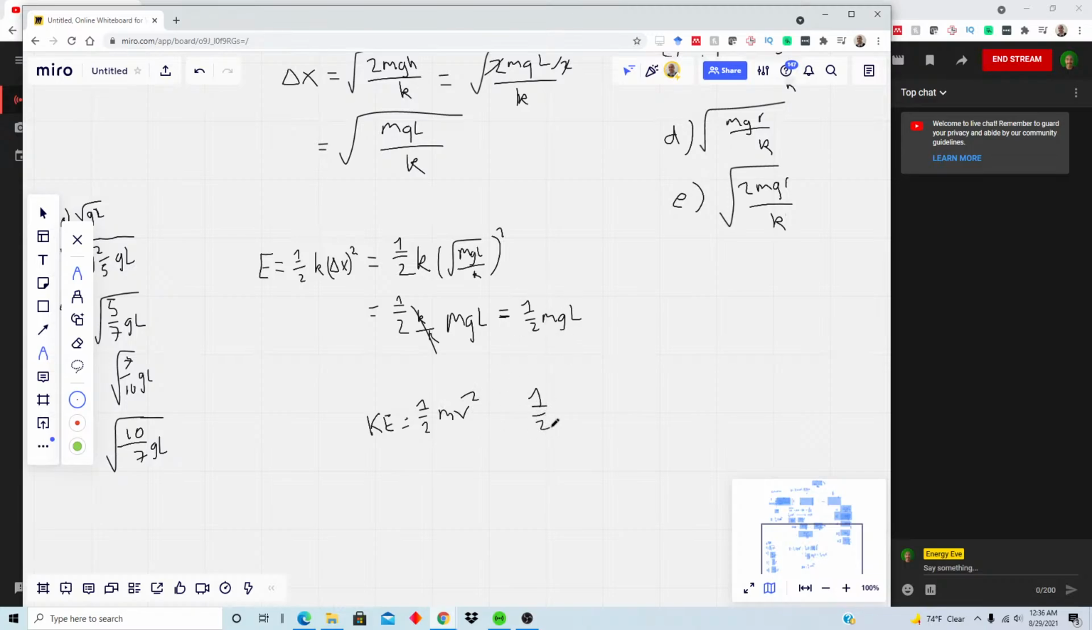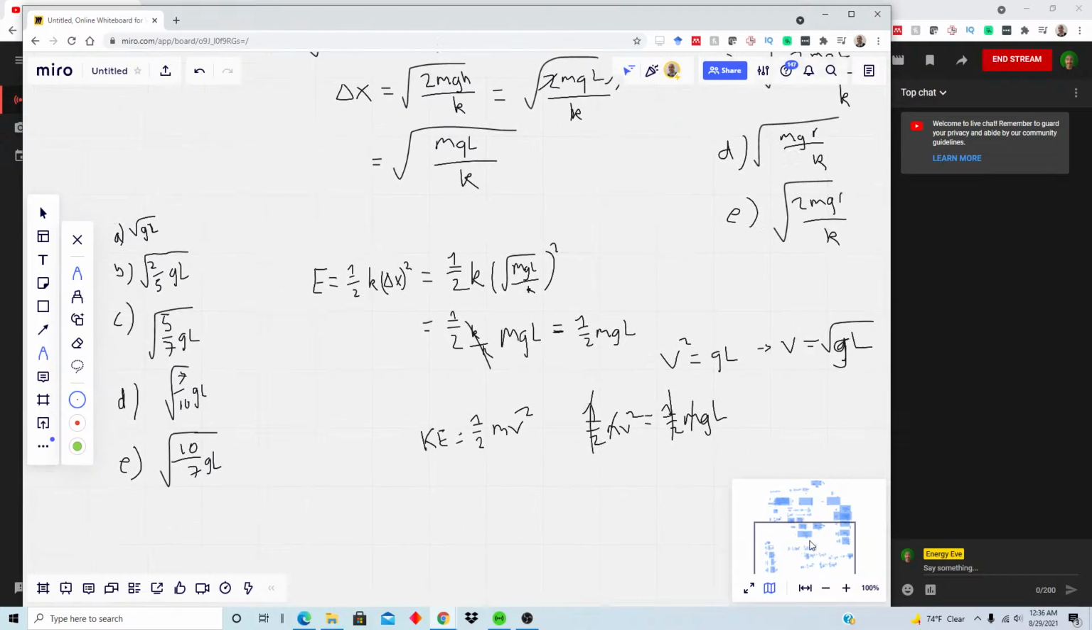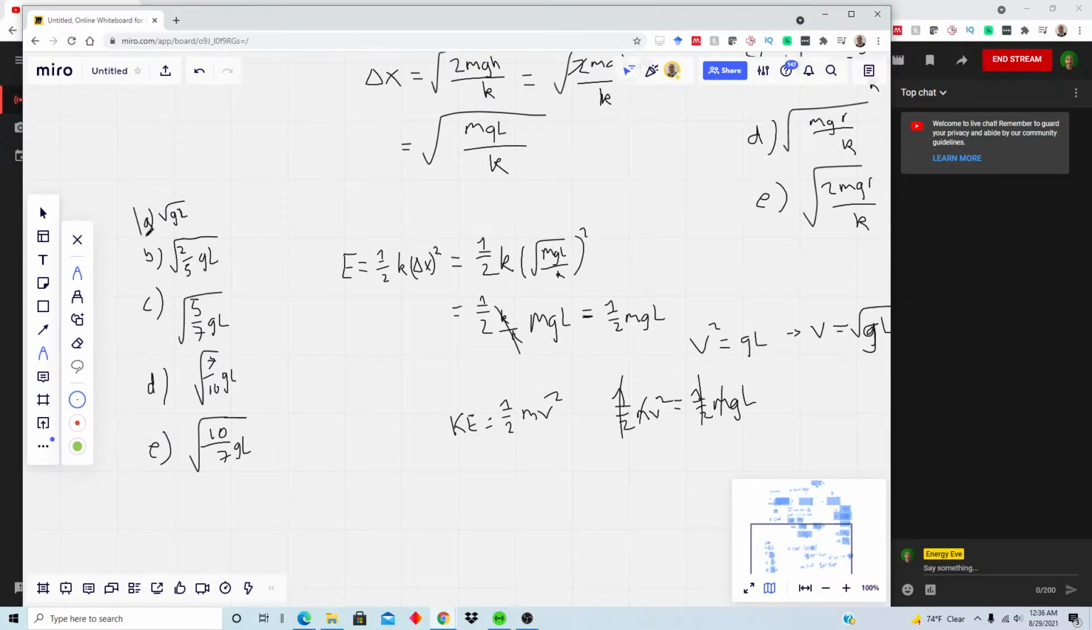We have 1/2 mv squared is equal to 1/2 mgl. You can cancel the m's, cancel the 1/2. We're just left with v squared is equal to gl, and that v is equal to the square root of gl. And so clearly from what we have over here, it would be the first one.